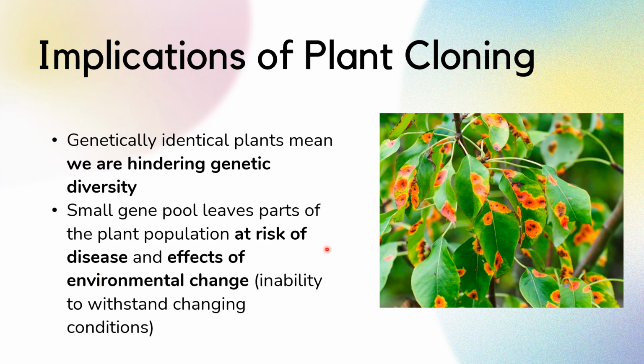And a small gene pool leaves parts of the plant population at risk of disease and the effects of environmental change. So because they do not have diversity in the population, it is really difficult for the species as a whole, or the population as a whole, to adapt to different changes. And if all the members of that population are the same and a disease comes along that affects a specific allele, for example, there is a risk of that whole population being wiped out because there is no genetic diversity. There are no other members of the population that are able to withstand that disease.